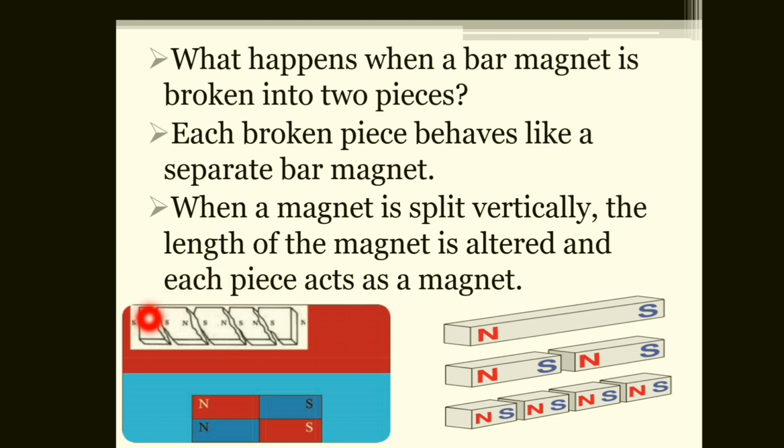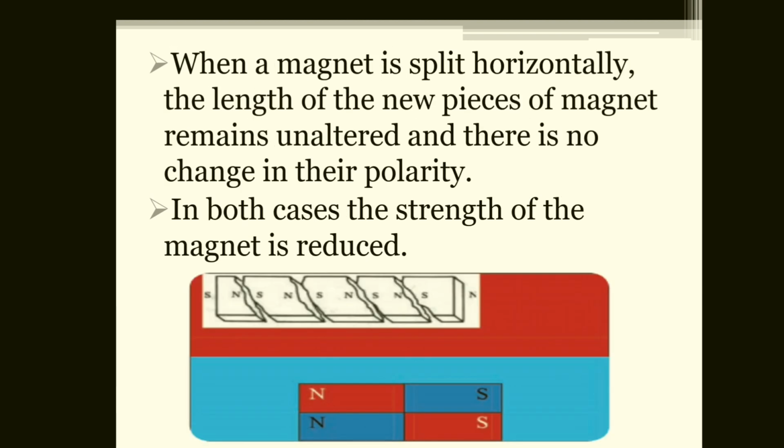Each piece will have a north pole and a south pole and it will behave like a separate bar magnet. When it is split vertically, the length of the magnet is altered and each piece acts as a magnet. You can see here. When a magnet is split horizontally, the length of the new pieces of magnet remains unaltered and there is no change in their polarity. In both cases, the strength of the magnet is reduced.